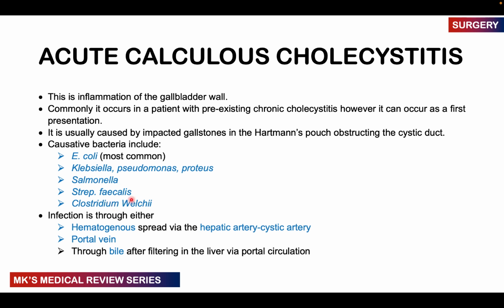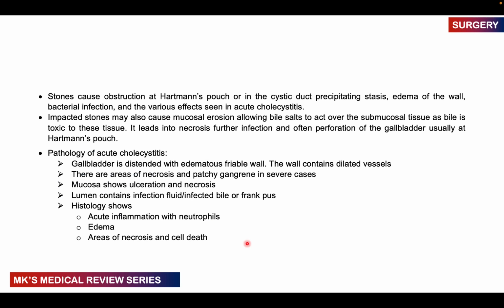And remember that the infection could be arising through hematogenous spread from the hepatic artery as well as the cystic artery, so it's through blood. It could be through the portal vein. It could also be through the bowel after filtering in the liver via the portal circulation. Remember that the stones that are going to be causing obstruction in the Hartmann's pouch or in the cystic duct are going to precipitate stasis of the contents on the inside. Eventually, there's going to be edema of the wall. There may be bacterial infection and bacterial overgrowth, and the various effects are going to be seen in acute cholecystitis.